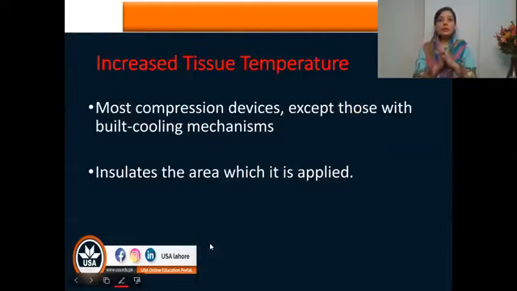Let me tell you the third effect of the compression devices. It is to increase the tissue temperature. Most of the compression devices, except those that have a built-in cooling mechanism, insulate the area where they are applied. Like in winters, when we wear warm clothes, or any number of layers of cloth, they are going to insulate your body and give you a thermal effect basically. Similarly, this is the indirect effect of this compression. You are not actually using it intentionally, but you are getting this effect, that is insulation of the area. So we are using this effect of insulation of the skin to raise the tissue temperature.